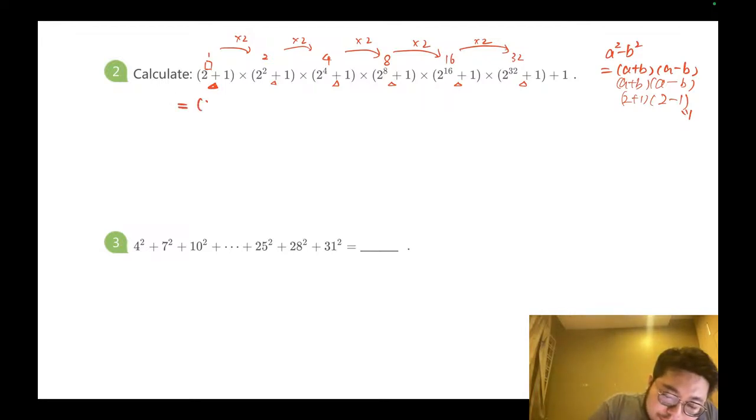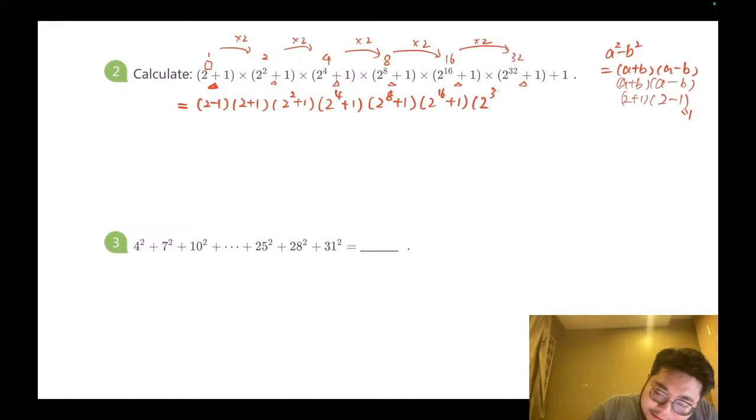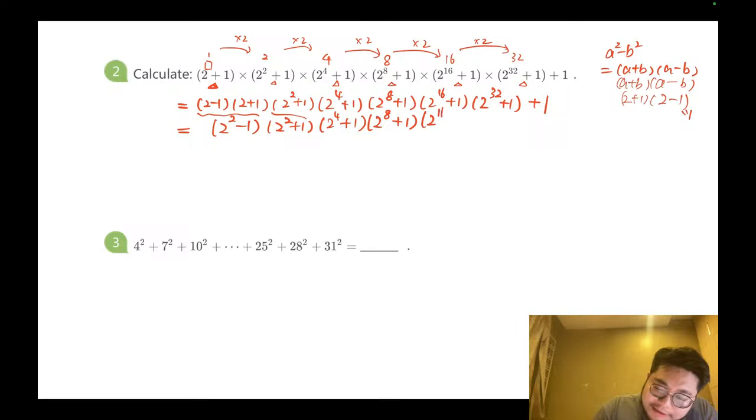So it becomes 2 minus 1 times 2 plus 1 times 2 squared plus 1 times 2 to the power 4 plus 1 times 2 to the power of 8 plus 1, then 2 to the power of 16 plus 1, then 2 to the power of 32 plus 1, then plus 1. If I write the formula like that, it's the same as the previous one. Now we have a minus b and a plus b, so it becomes 2 squared minus 1, times 2 squared plus 1, 2 to the power of 4 plus 1, 2 to the power of 8 plus 1, 2 to the power of 16 plus 1, and 2 to the power of 32 plus 1, plus 1.